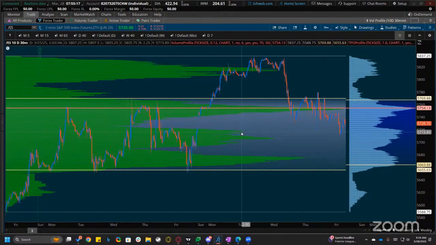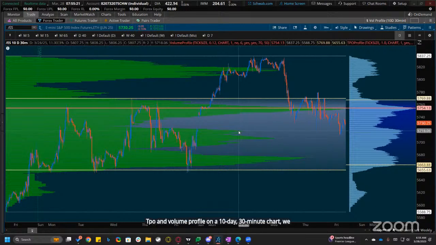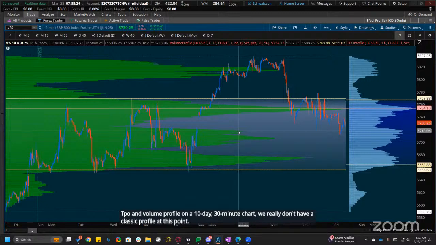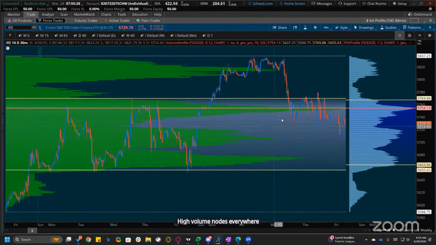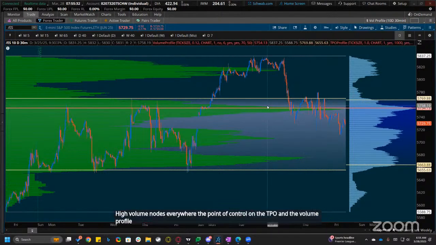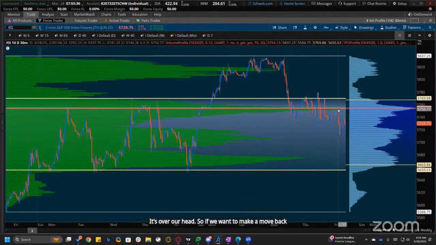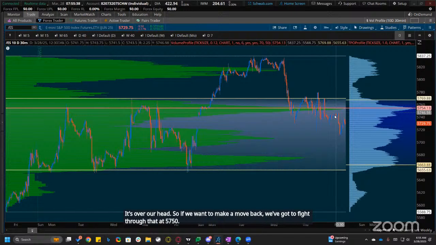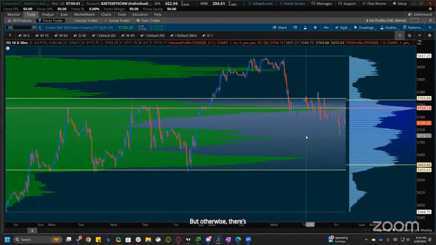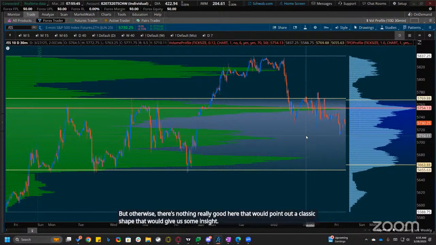TPO and volume profile on a 10-day, 30-minute chart. We really don't have a classic profile at this point. We've got distributions all over the place, high volume nodes everywhere. The point of control on the TPO and the volume profile line up. It's over our head. So if we want to make a move back, we've got to fight through that at 57.50. But otherwise, there's nothing really good here that would point out a classic shape that would give us some insight moving forward.